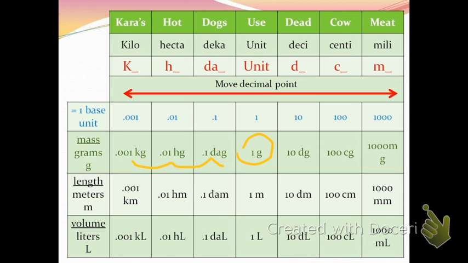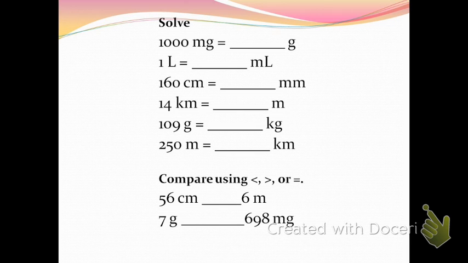So let's try a few practice problems. But first, let's also look at right here: grams is a unit for mass, length is in meters, and volume is in liters. So mass is in grams, length in meters, volume in liters. Alright, so let's try a few of these problems. Let's start with this first one. 1,000 milligrams is equal to how many grams?